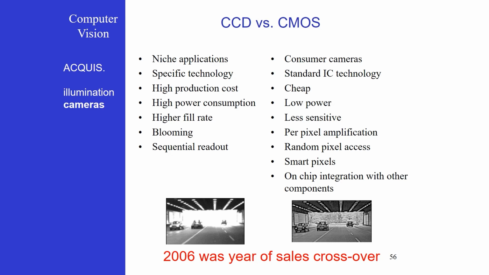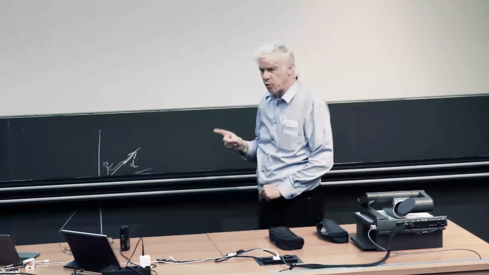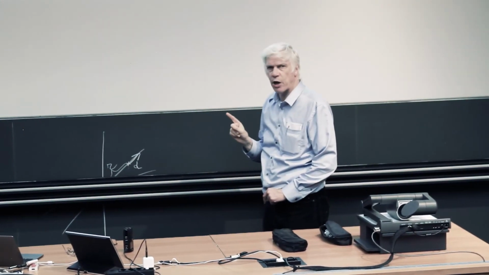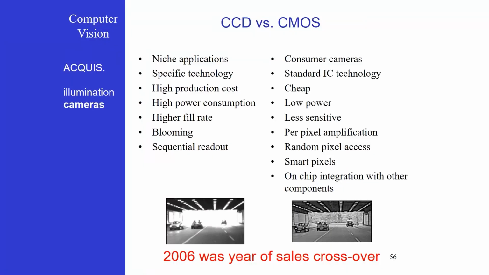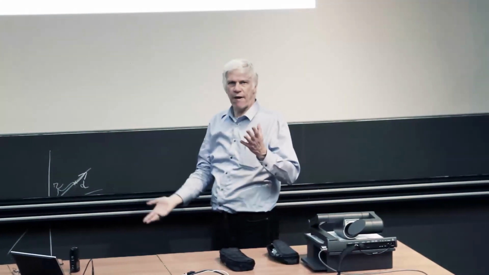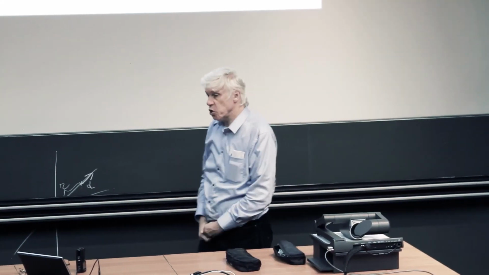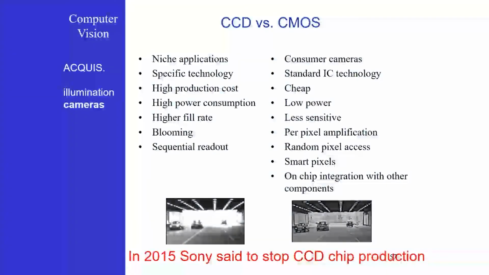In fact, 2006 was the year when for the first time there were more CMOS cameras put into the market than CCD cameras. And ever since, the balance has been tipped more and more in favor of CMOS cameras. So by now, CCD is becoming almost like an extinct technology. In fact, in 2015, the champion of CCD camera production, Sony, were also at a point of stopping all CCD chip production.